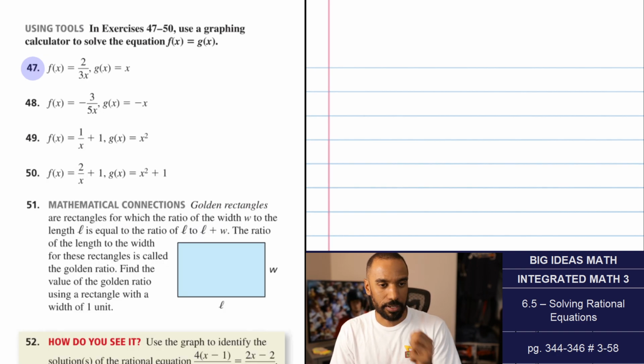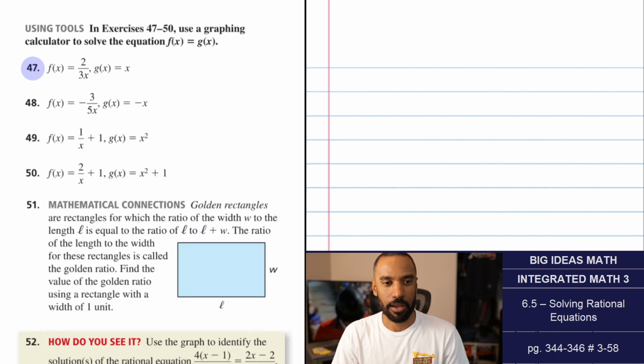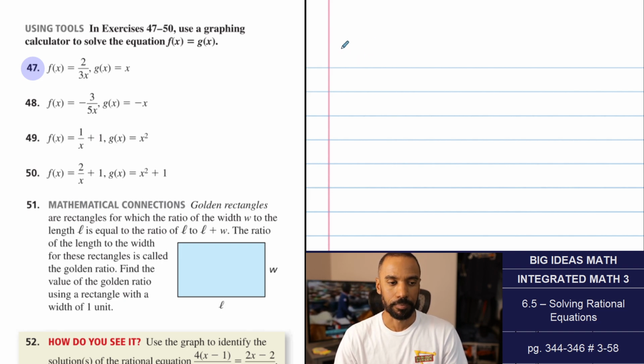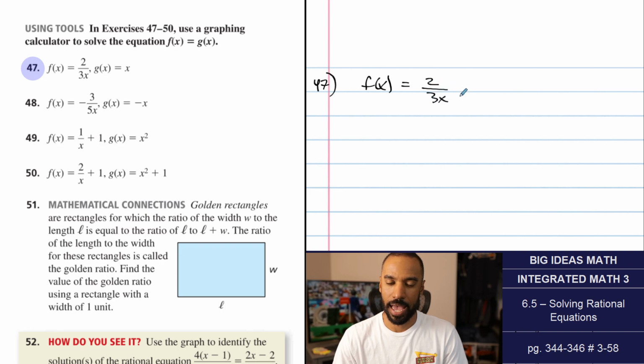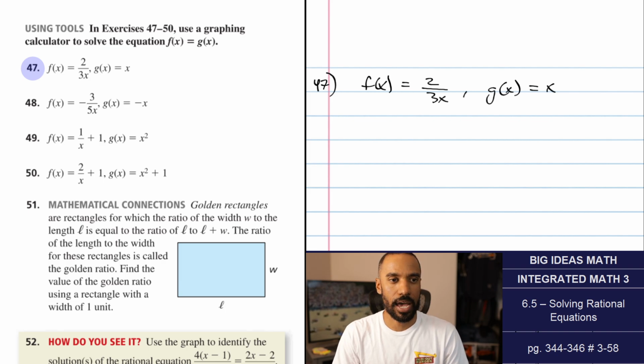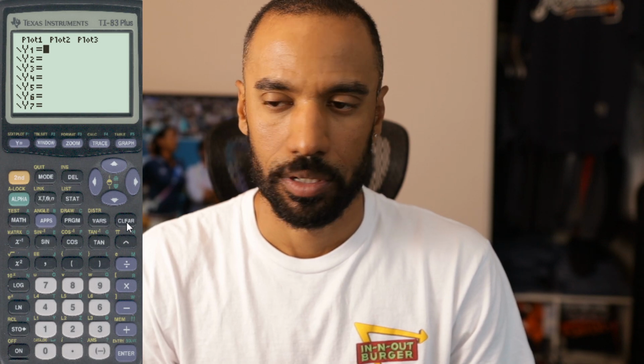Okay, number 47. 47 to 50, use a graphing calculator to solve the equation f of x equals g of x. Okay. My guess is, okay, let's do it. F of x equals 2 over 3x. G of x equals x. So we got to do, I wonder why they say use the graphing calculator. So we got to do 2 over, now we got to put 3x in parentheses. Just one of those things. And x over here. We got to find where these two intersect.